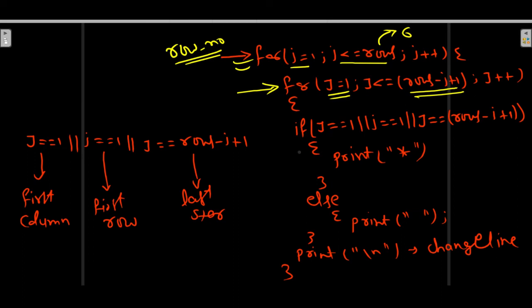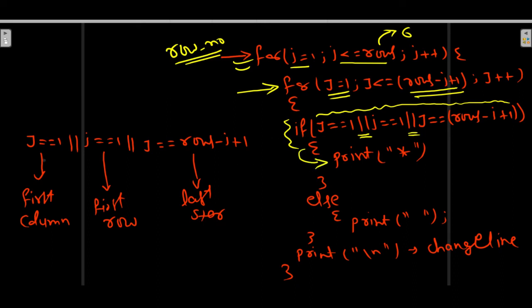What is this if doing? I have already written this. Inside this if, there are 3 conditions. All these 3 conditions are joined by or. So if any one of these is true, the whole if condition will return true and this will get printed.